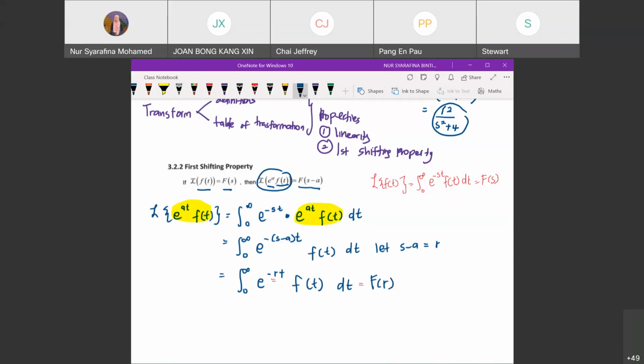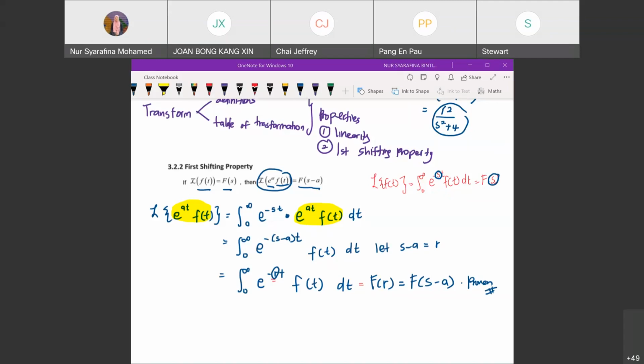If we transform f(t), we have integrate from 0 to infinity, exponent minus st f(t) becomes F(s). Here we have s, here we have s. So now here we have r, so we will have F(r), which is F(s minus a). So it is proven. When you have f(t) multiplied with exponent at, by the first shifting property, the transformation becomes F(s minus a). Okay, so proven.